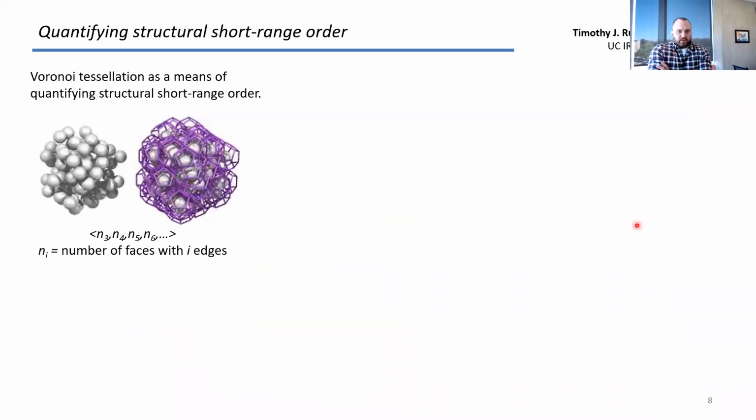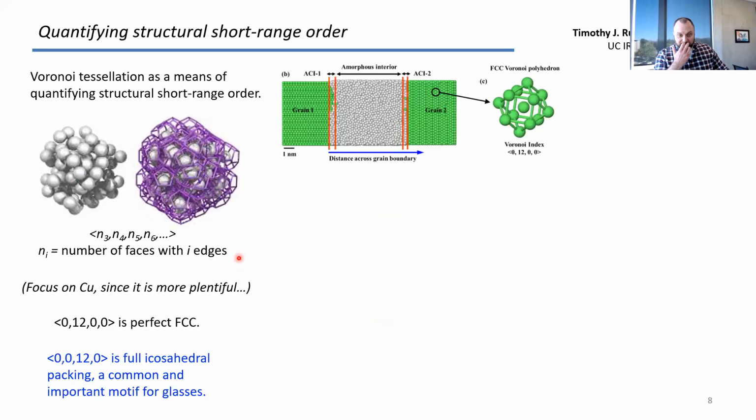The tool we're going to use to look at structural short-range order is Voronoi tessellation. The basic idea is pretty simple. If we have a collection of atoms, you take this atom and you find the boundaries of space that's closer to that atom than any other one. That's its Voronoi cell. And then you just describe that cell. And one way to do that is by listing the number of faces with i edges, okay? And just for reference, for example, if we're looking at perfect FCC, it's going to be 0, 12, 0, 0.